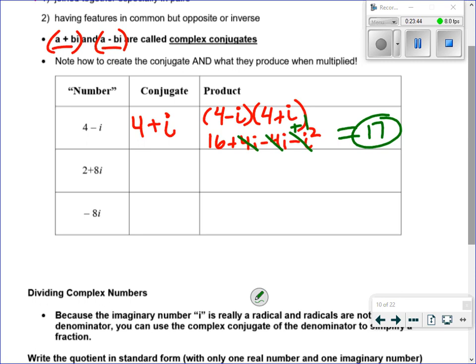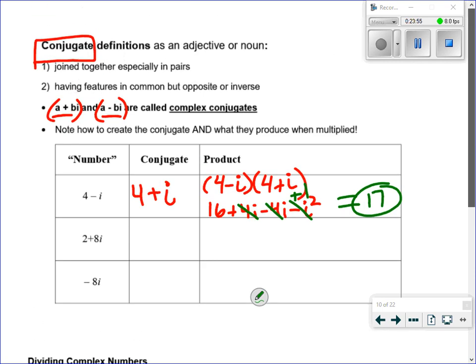So that's the purpose of our conjugate: we don't like having square roots in our denominator in math. Think about, what is i? i is really the square root of negative 1. So if I have i in my denominator, that's actually like having a square root in your denominator. So we're going to multiply expressions by our conjugates to get rid of any i's you have in your denominator.